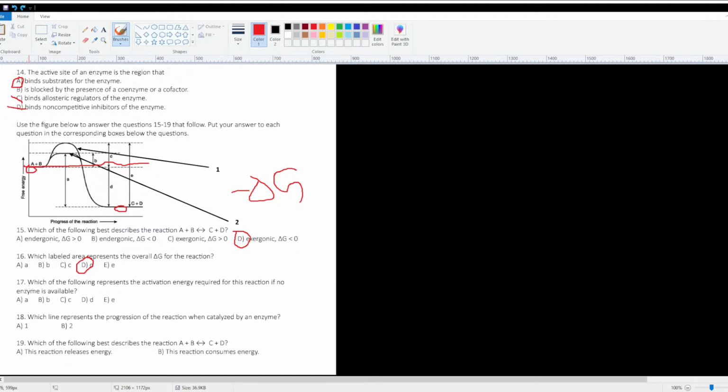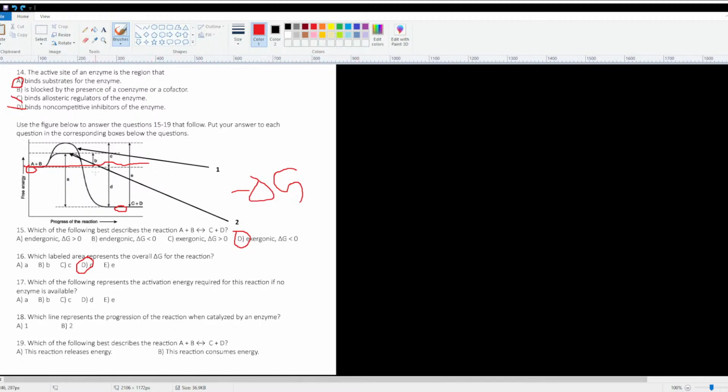Anyway, so number 17. Which of the following represents the activation energy if no enzyme is available? So remember, what does an enzyme do? It lowers the activation energy, right? That's what an enzyme does. We went over that earlier, right? It lowers the activation energy. So if we don't have an enzyme, then the activation energy is going to be higher.